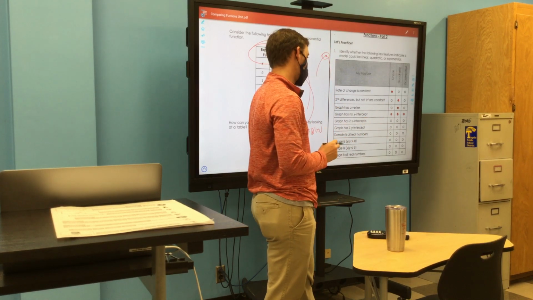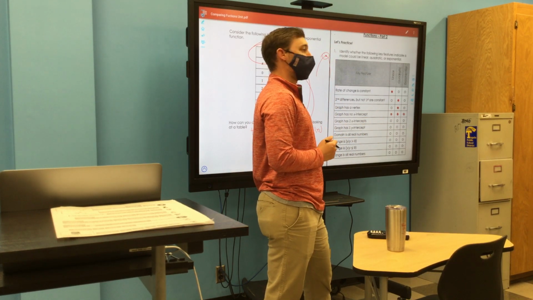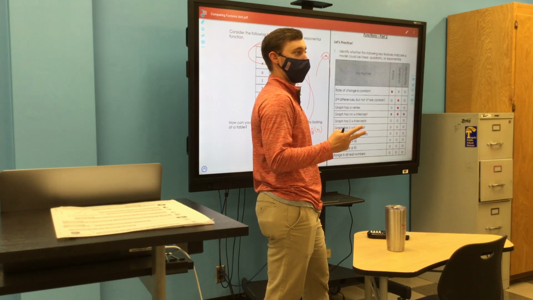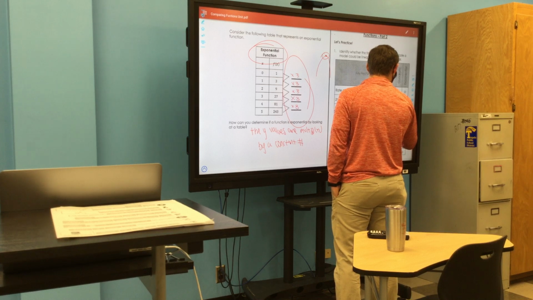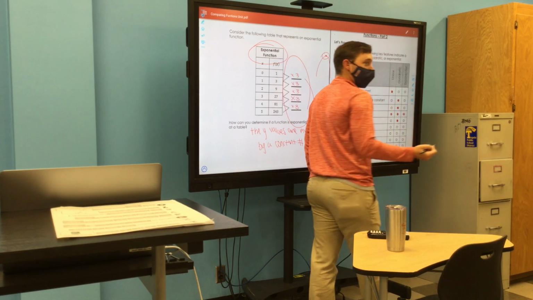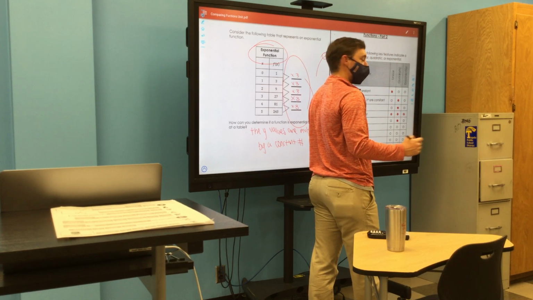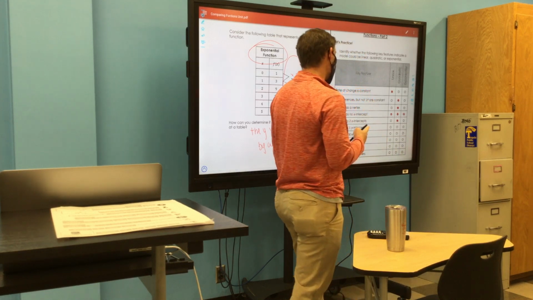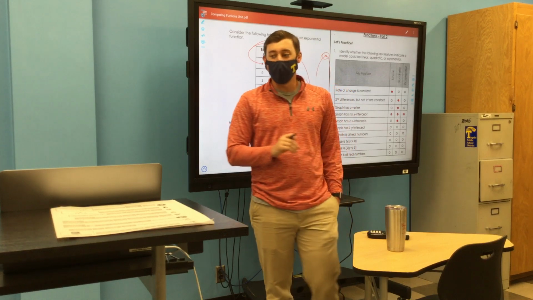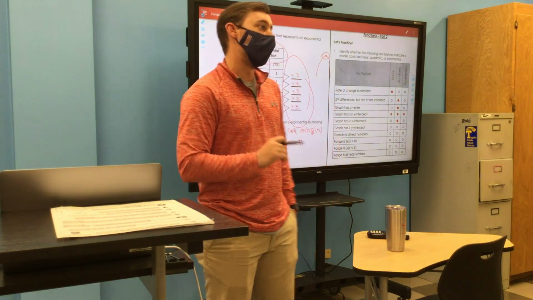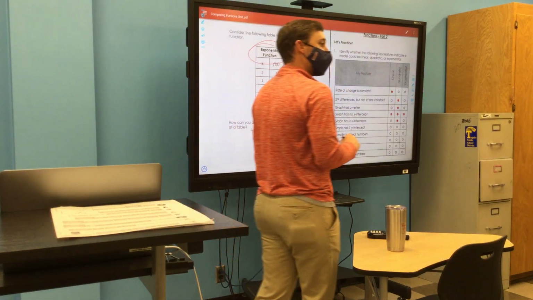Which ones can have 2 x-intercepts? Quadratic. Are there any more, or is it just quadratic? Just quadratic, right? Quadratic is the only one that can have two x-intercepts.